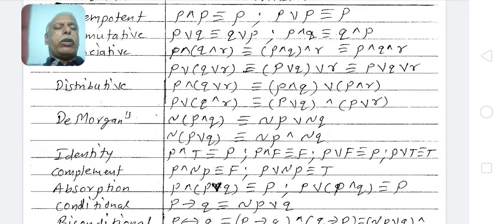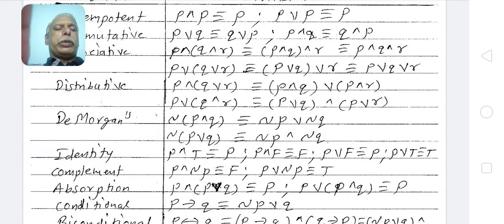Then the complement law. P and negation P is equivalent to F, while P or negation P is equivalent to T. Now try to remember these two important laws. P and negation P is equivalent to F. Anything and its negation is always false, whereas anything or its negation is always true.